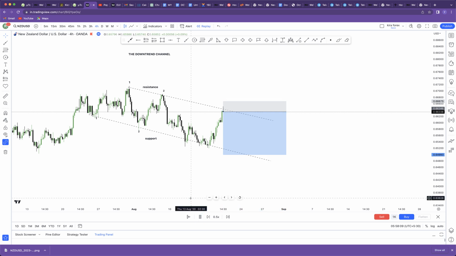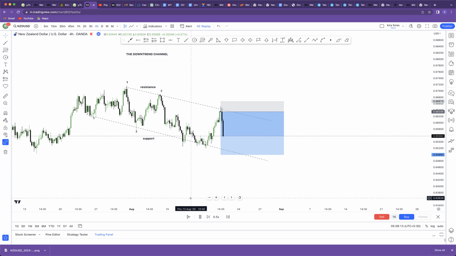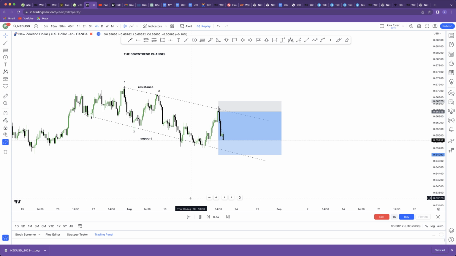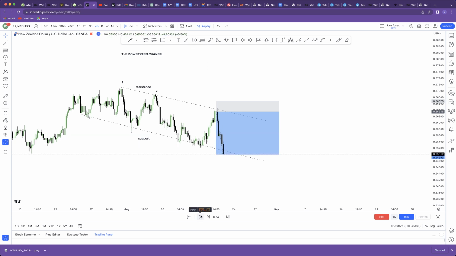So let's see the reaction of price also at the resistance level. As you can see, price is moving nicely towards our take profit. Once we get to where the support is, then we are exiting our trade. So this is it, guys. This is the downtrend channel, and the risk to reward we have here is 1:4. Yes, and this is a perfect risk to reward.